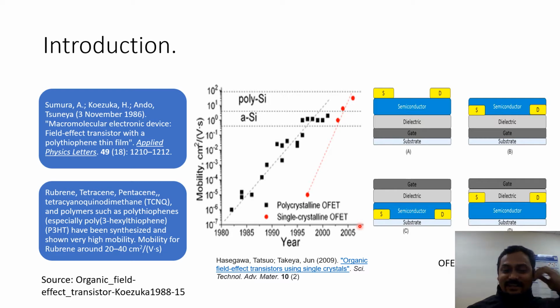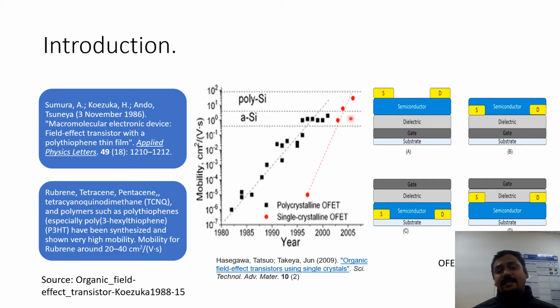in connection with that. If you see these black rectangular positions, they represent the polycrystalline organic field effect transistors. They can be rubrene, tetracene, pentacene kind of crystals. Their mobility is almost around that of amorphous silicon, and that's not so high. It's below 10, right? 10 centimeters square per volt per second.